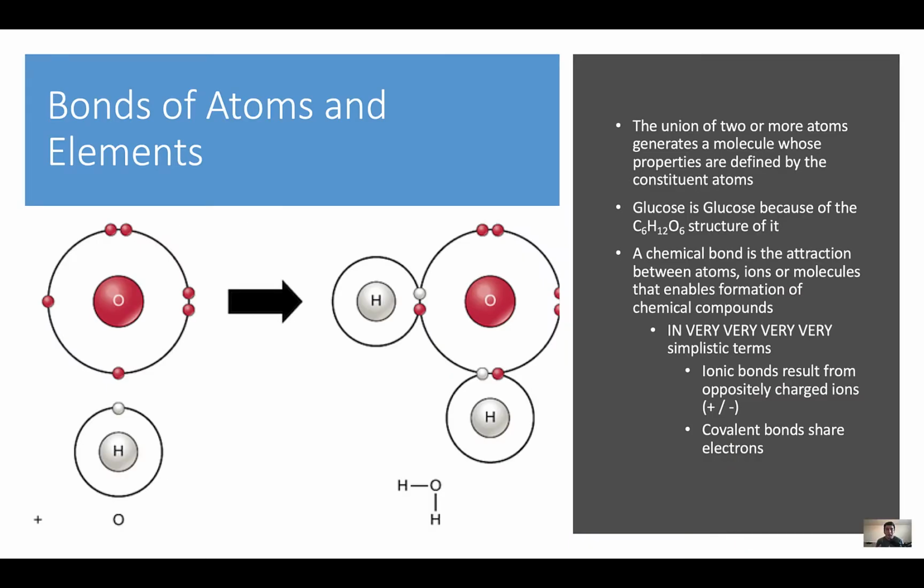Bonding between atoms and elements is technically just a union between these elements. There are a couple of different types of bonds. For the most part, we're going to focus on covalent bonding, a chemical attraction or a sharing of electrons. Glucose is C6H12O6. That single molecule has 6 carbons bonded to each other, 12 hydrogens bonded to those, and 6 oxygens bonded to those.